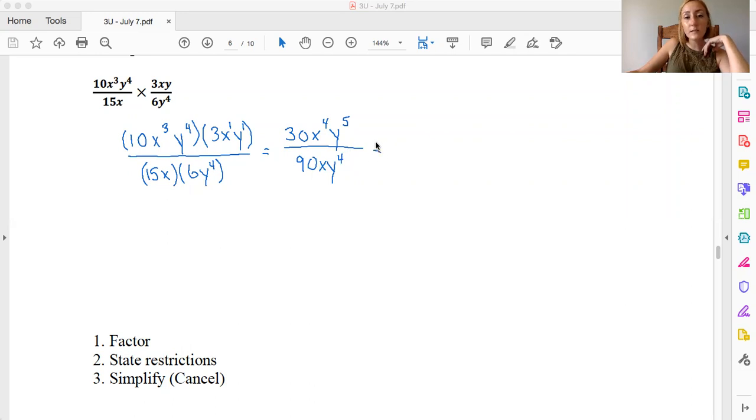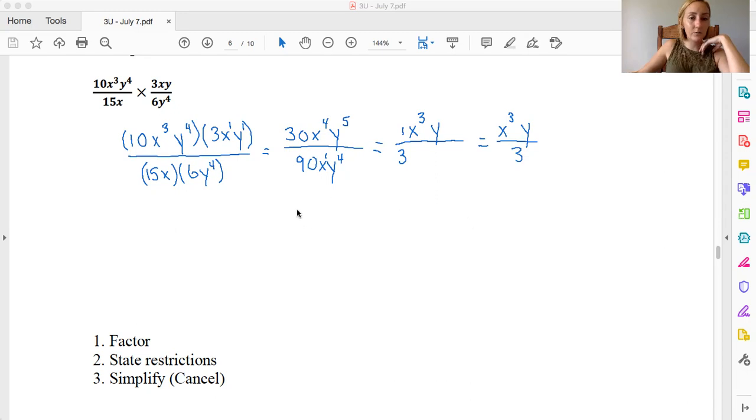Now, similar to what we did in an earlier lesson, you're going to do 30 over 90. So that can be simplified to just 1 over 3. So then, again, there's an invisible little 1 here. You're going to do x to the power of 4 minus 1, which is x to the power of 3. And then y to the power of 5 minus 4, which is just y. So this 1 doesn't need to be there. We're going to write it a bit nicer. So x to the power of 3 times y over 3. That's it.